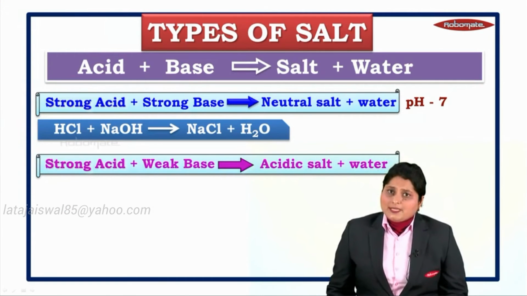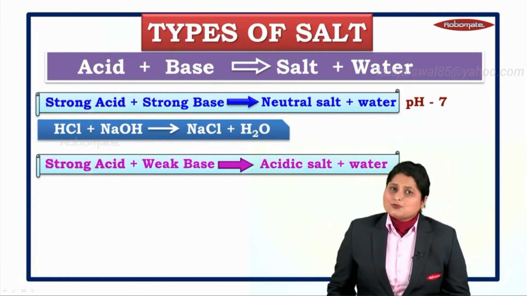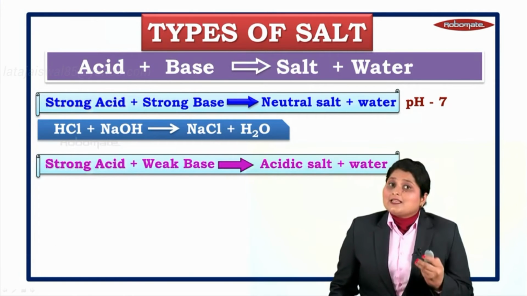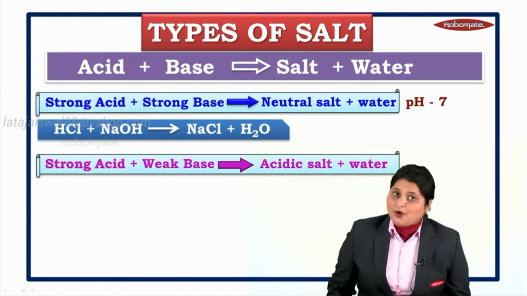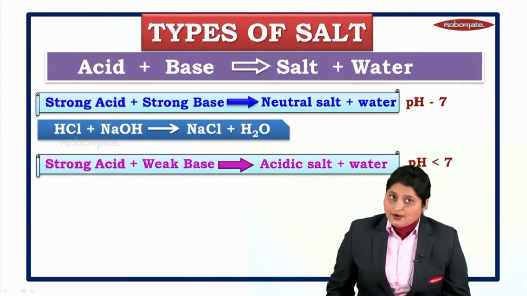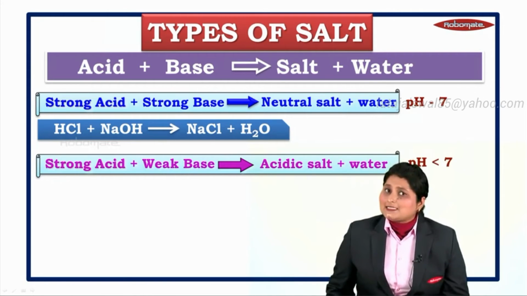Let's change the combination. If we have strong acid, but if we have a weak base, then the salt which is produced will have acidic ingredient and therefore it is called an acidic salt, along with the formation of water. Now, here pH will be less than 7 because acids have pH which is less than 7.